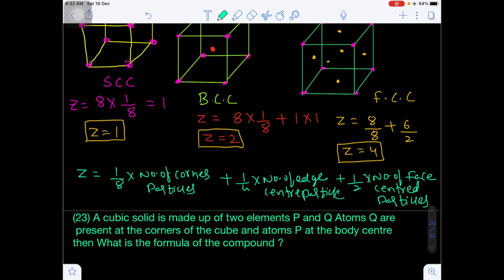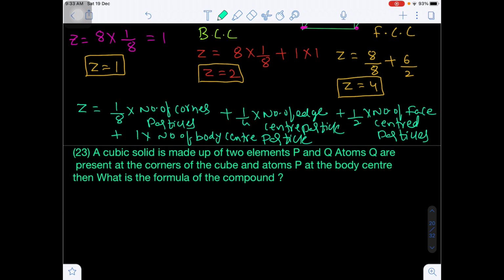What is the Z formula? 1 by 8 into the number of corner atoms plus 1 by 4 into the number of edge center particles plus 1 by 2 into the number of face center particles plus 1 into the number of body center particles. So this is the overall general formula to calculate the effective number of particles per unit cell. If the corner particles are absent, then you can take 0. If the edge center particles are absent, then in place of edge center particles you can take 0.